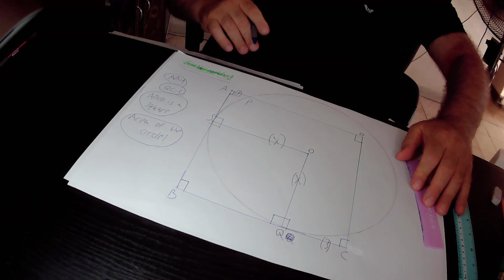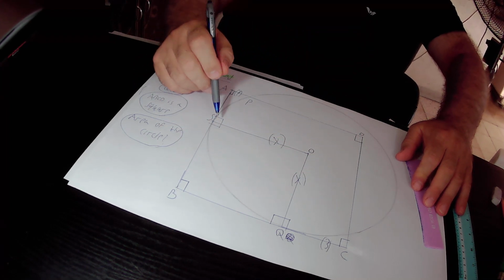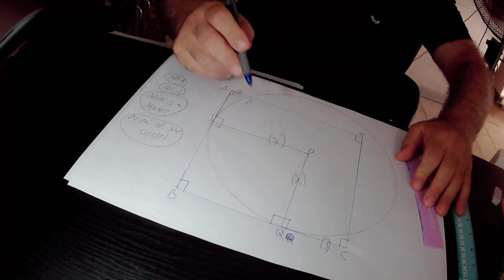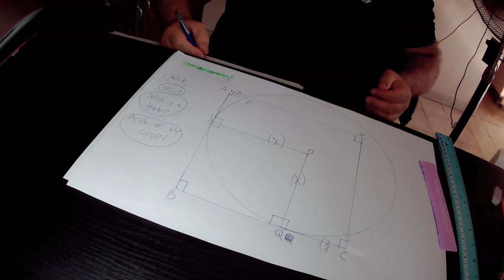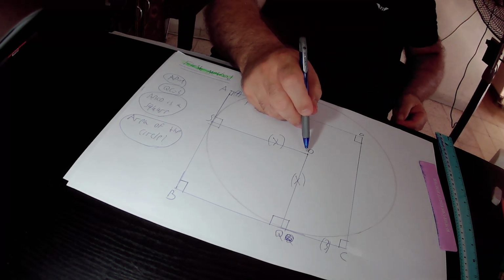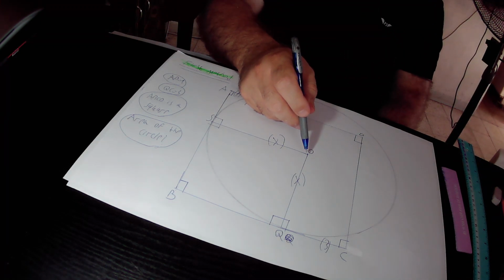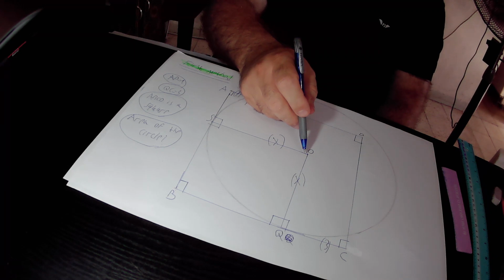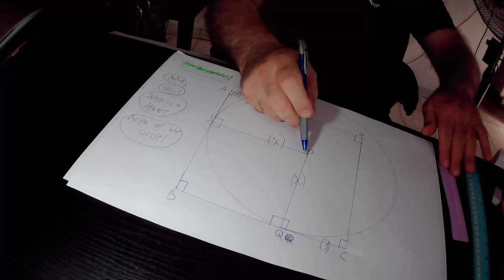So inside quadrilateral SBQO, we have 1, 2, 3 right angles. The sum of three right angles is 270 degrees. 270 degrees plus the size of this fourth missing angle, in total, must be equal to 360 degrees, according to the rule that the sum of the angles in any quadrilateral is equal to 360 degrees. And therefore this fourth missing angle must be equal to 90 degrees.